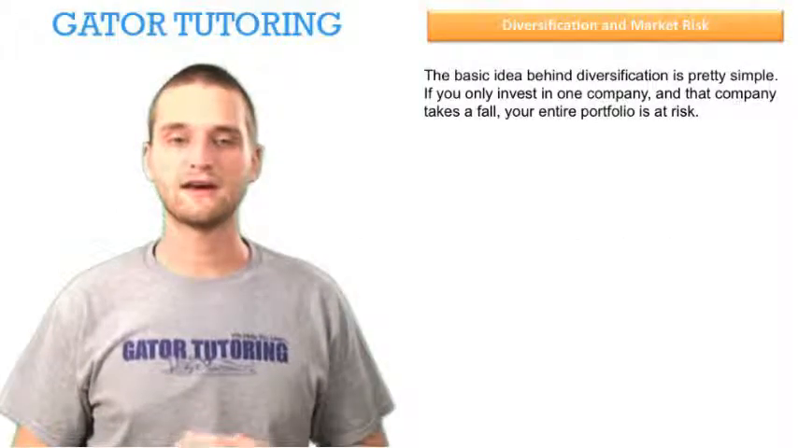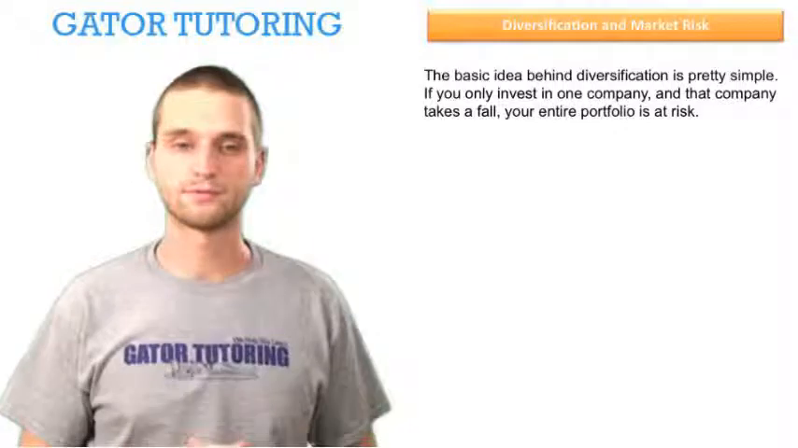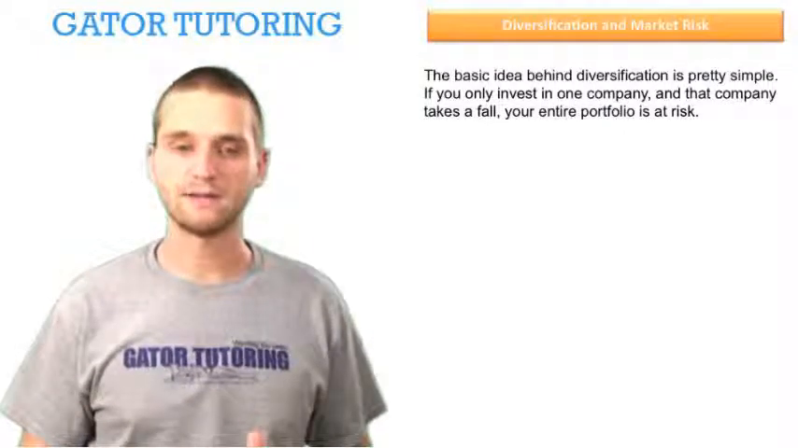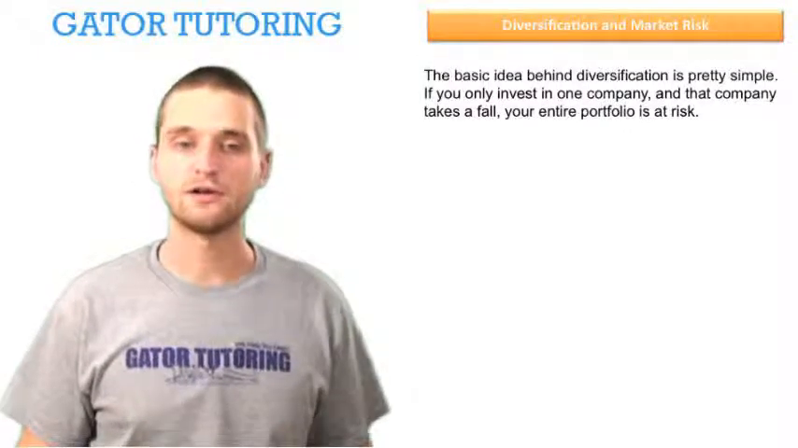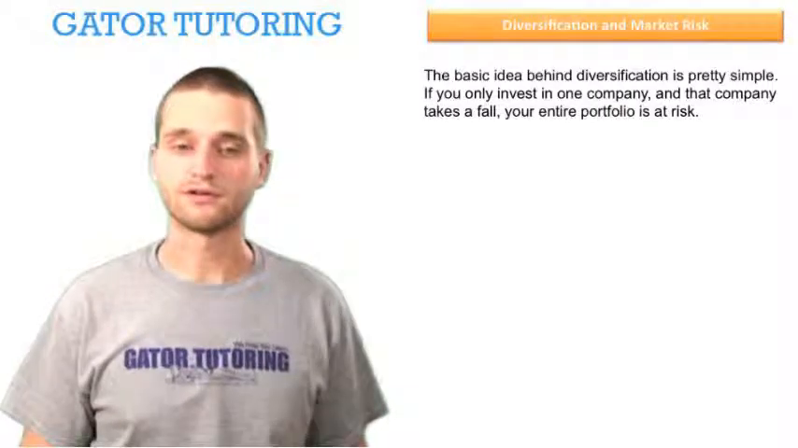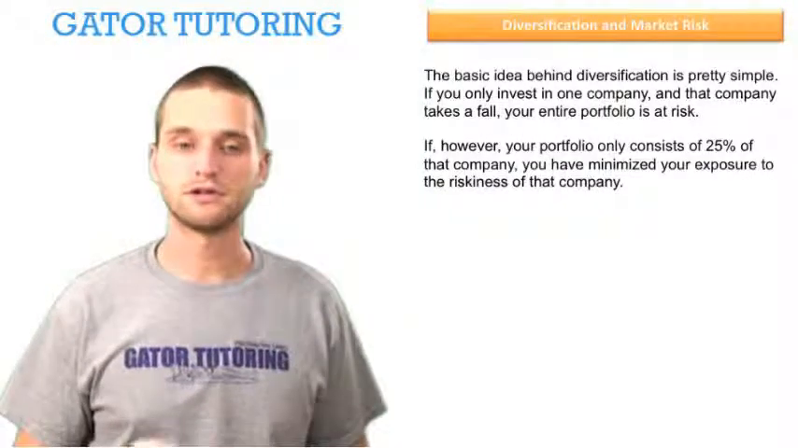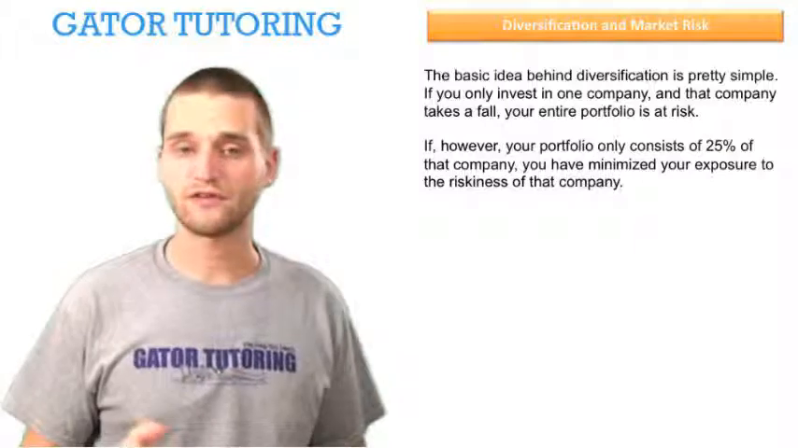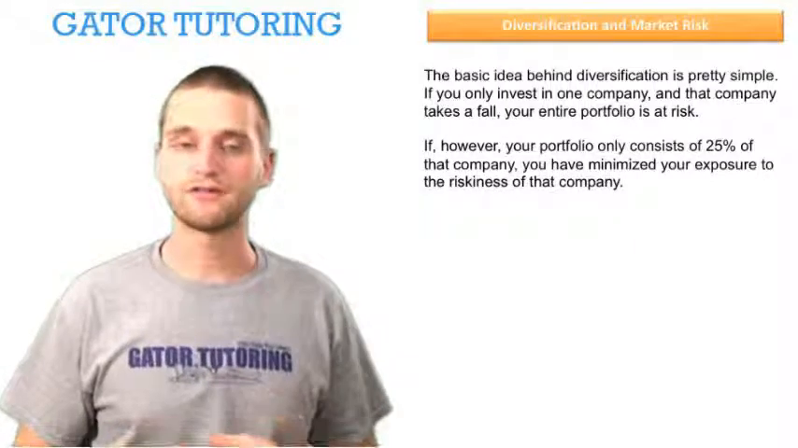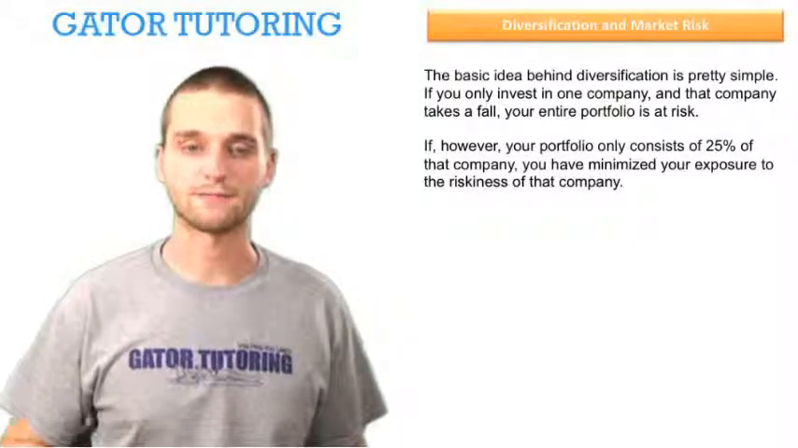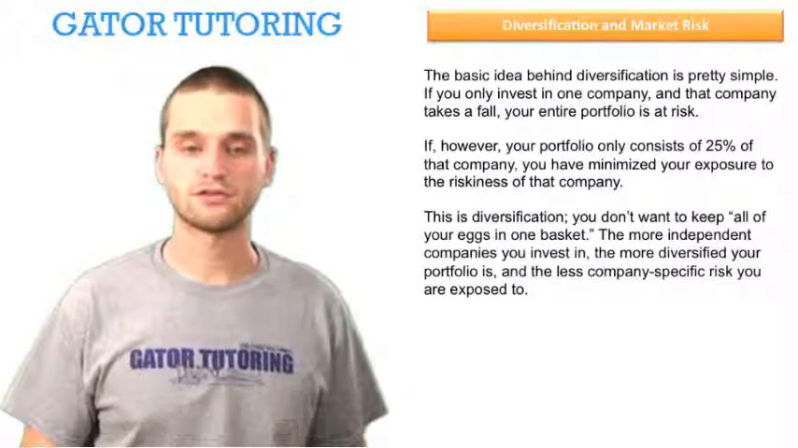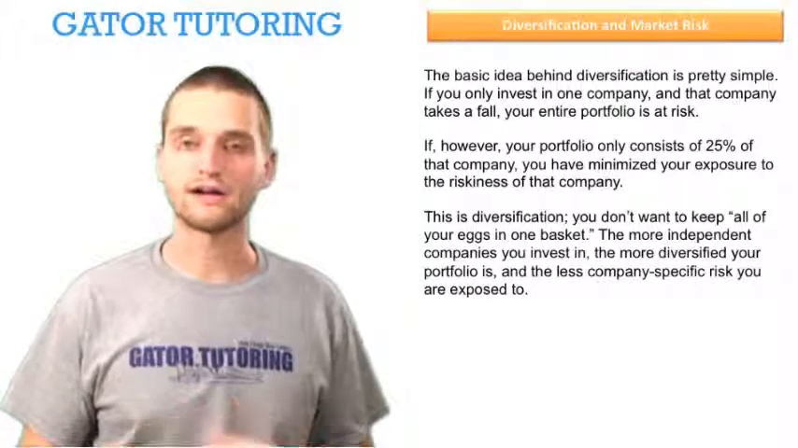The basic idea behind diversification is pretty simple. If you only invest in one company and that company takes a fall, your entire portfolio is at risk. If, however, your portfolio only consists of 25% of that company, you've minimized your exposure to the riskiness of that company. This is diversification. You don't want to keep all of your eggs in one basket.